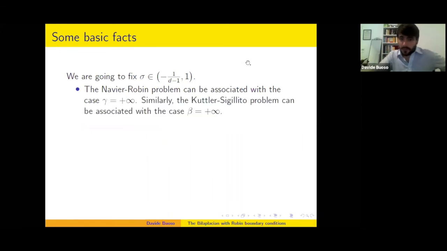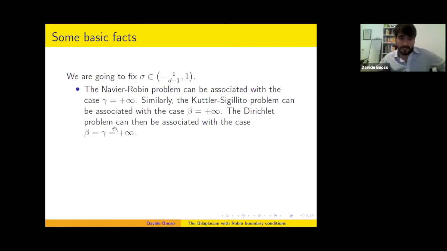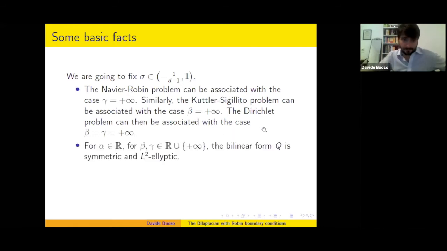In a totally similar way, we associate the Kutrus-Giglito problem with the case beta equal +infinity. And as you may imagine, the Dirichlet problem is associated with the case beta equal gamma equal +infinity.